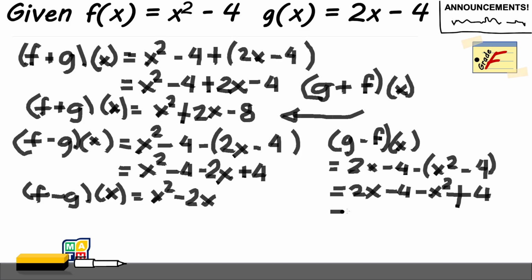So your final answer here for g minus f of x, or let me write it here, g minus f of x would be negative x squared, then positive 2x. And of course, negative 4 plus 4 is still 0. Notice the two results, they are not the same. So these are now the result when we add or subtract functions.